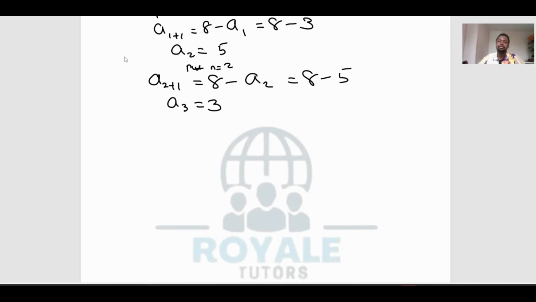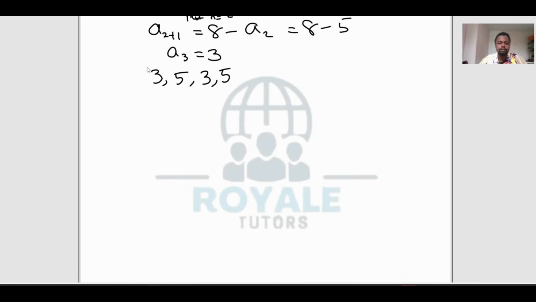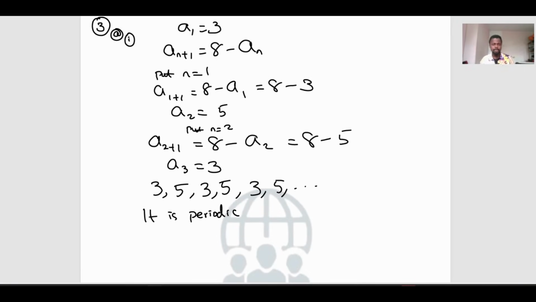So if you continue, you realize that the sequence is going to look like this. A1 is 3, A2 is 5, A3 is 3, A4 is 5. Then you continue to have this. And this is how we know it's a periodic sequence. Since it is repeating the same pattern, it is periodic. A periodic sequence is a sequence in which the terms follow a regular pattern, repeating itself. So you have 3, 5, 3, 5, 3, 5, 3, 5.